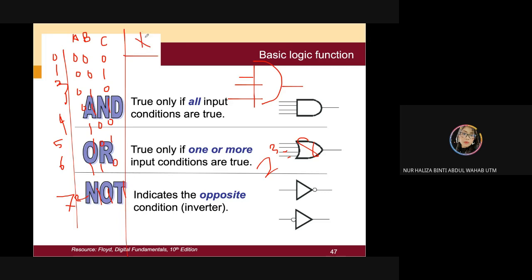And you will have your output. Let's say it is X. So what is your output? If your condition is for an AND gate, you will only get 1 when all the inputs are 1. So the rest will be 0, 0, 0, 0, 0.